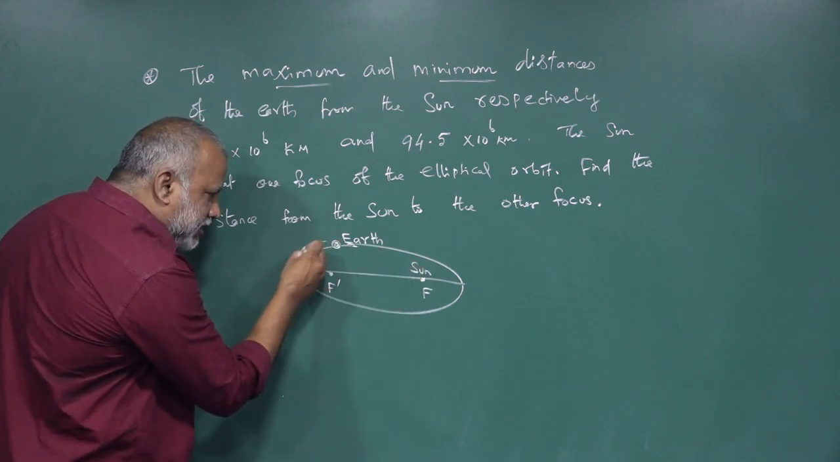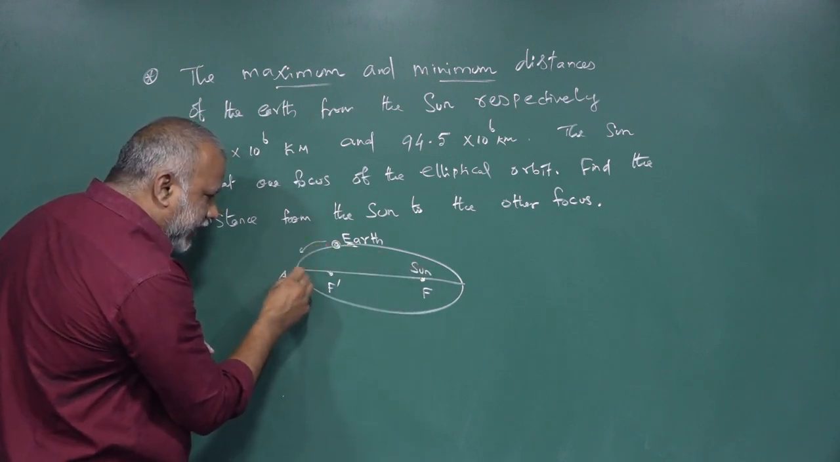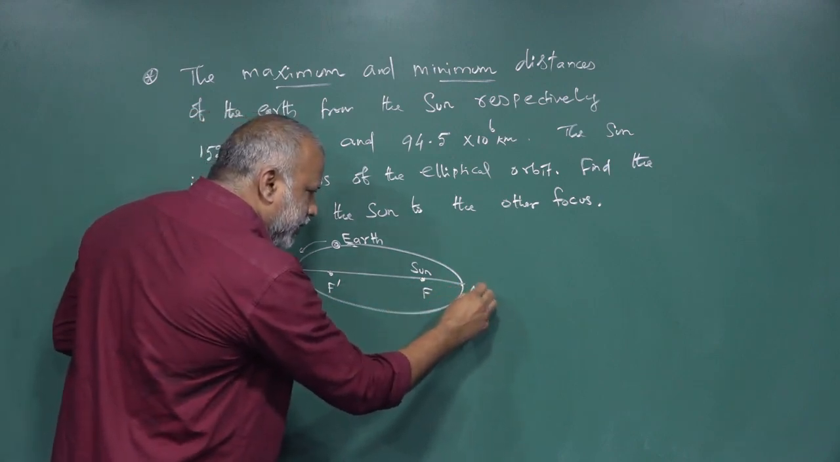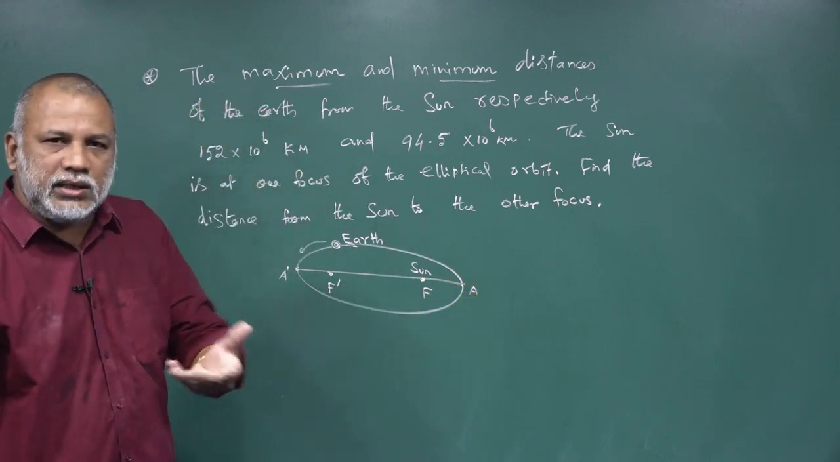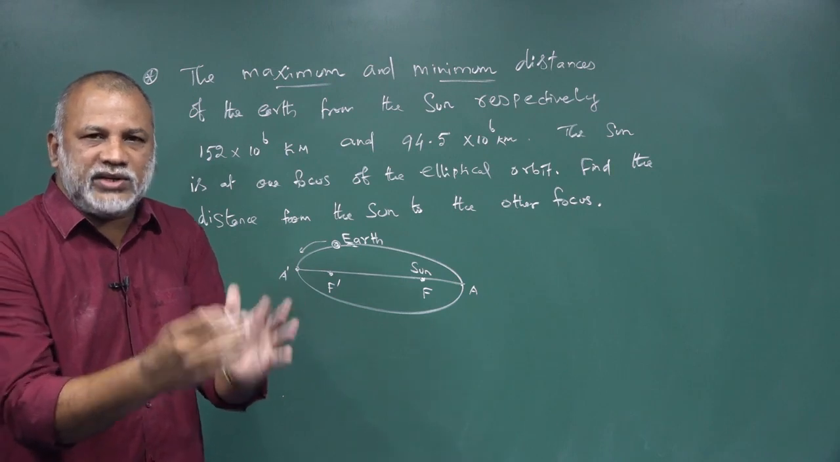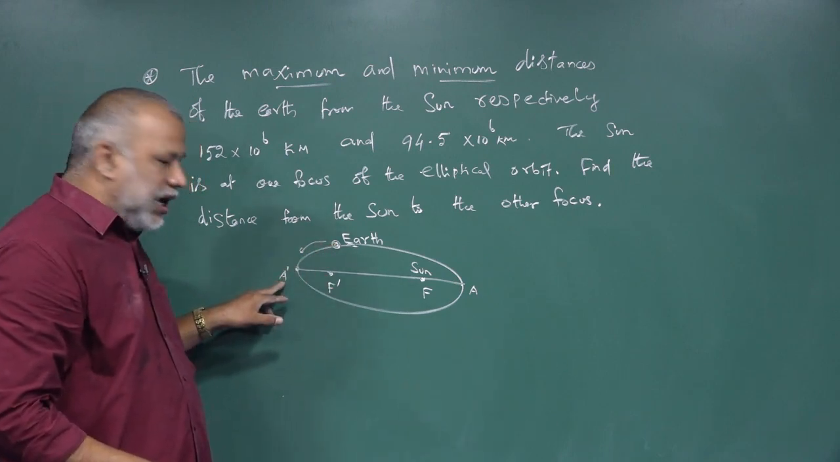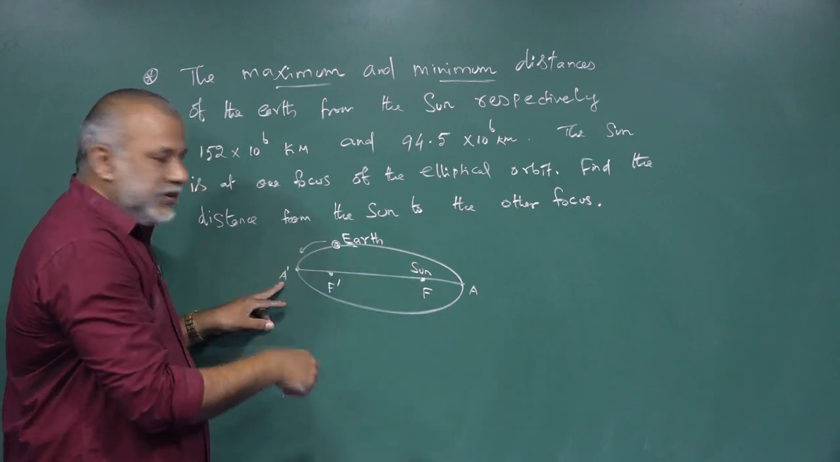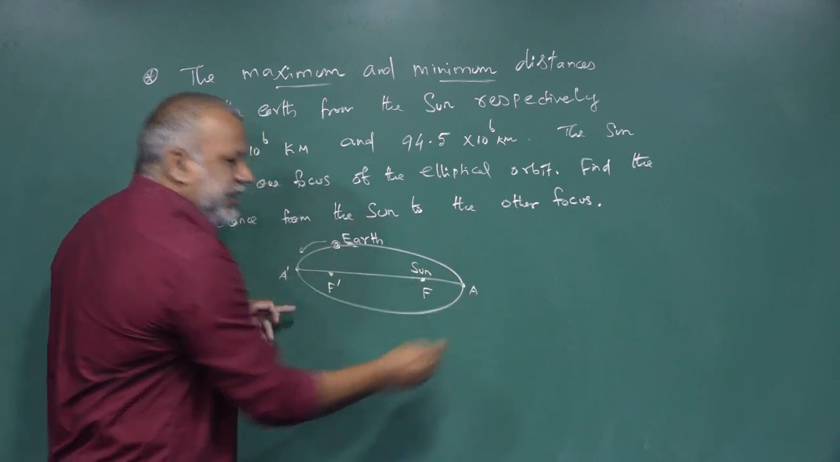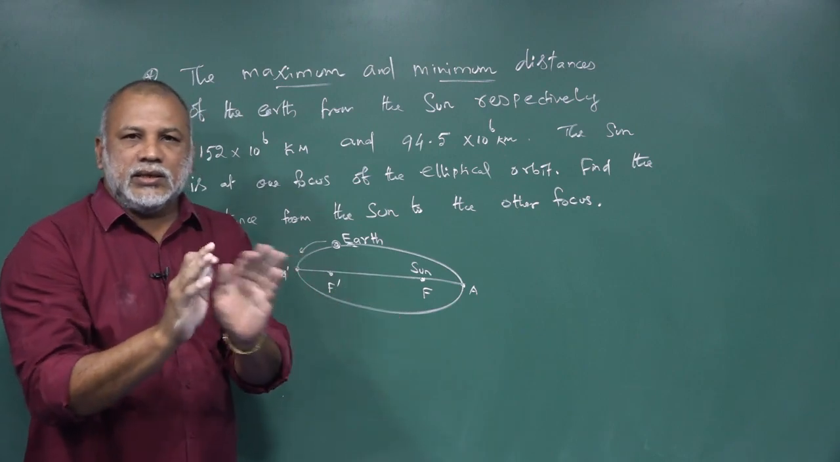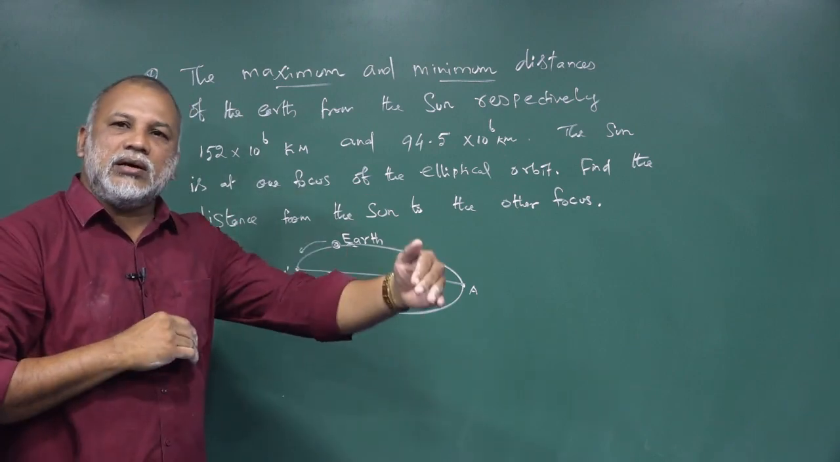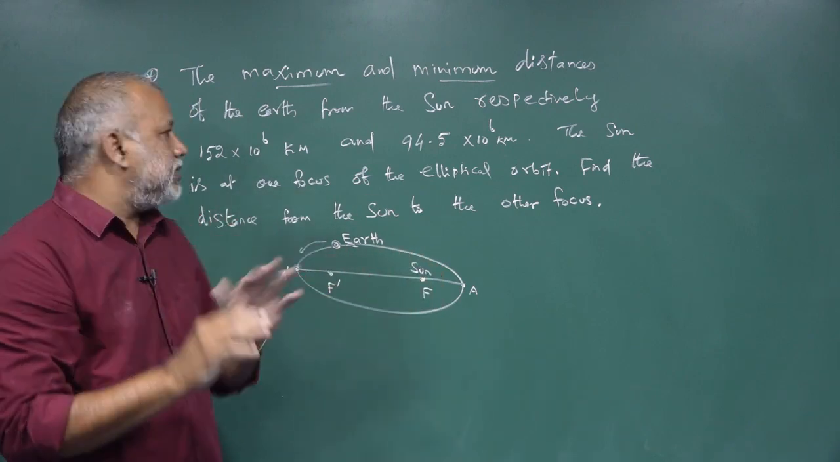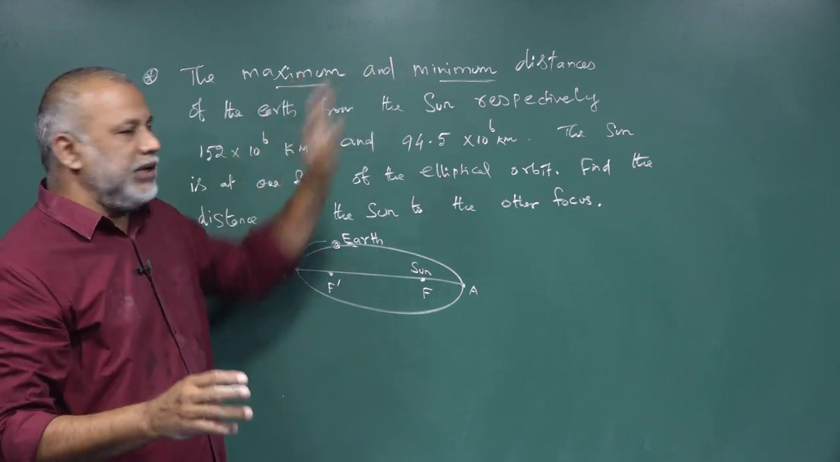Consider this end A dash, we already know this one. A and A dash are the two endpoints, which are called the vertices. If the earth is at A dash, it is at the longest distance from the sun. If the earth is at A, then it is at the shortest distance. One is the longest distance, another is the shortest. Here they are using maximum and minimum.